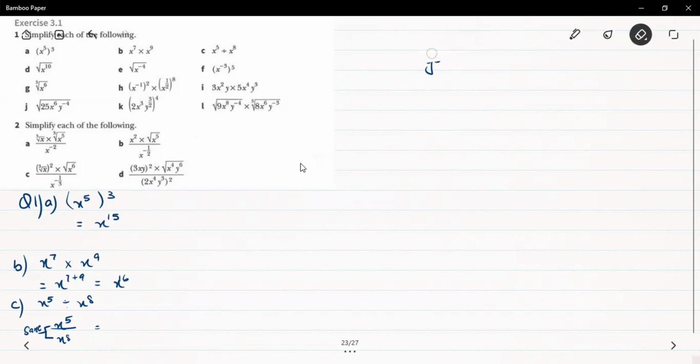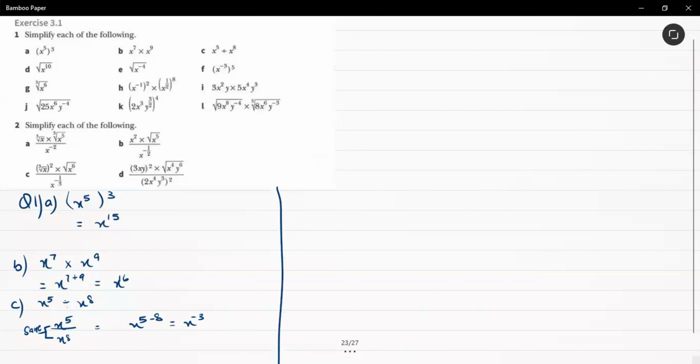Okay. So just going forward, x to the power 5 divided by x to the power 8 is equal to x to the power 5 minus 8, which will give me x to the power, what's 5 minus 8? Negative 3.